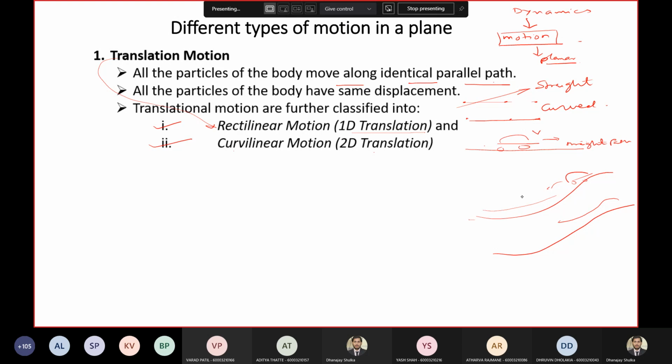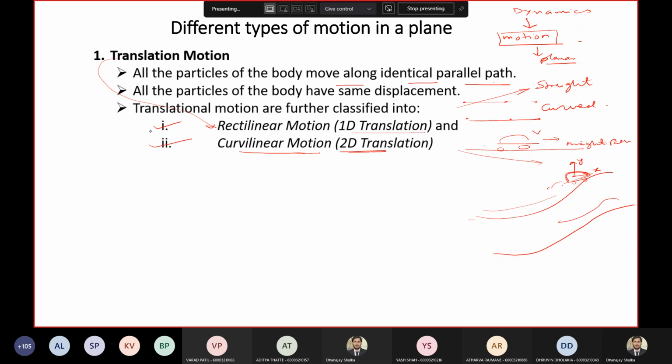Okay, have the same displacement along this path. So that is again a translation motion, but it is a curvilinear motion. And why is it called 2D translation? Because when it is moving on a curved path, it will have simultaneous movement in the x direction as well as in the y direction. So its displacement can be in both x and y directions at a time. That's why it will need two coordinate systems to analyze. That is a curvilinear motion.